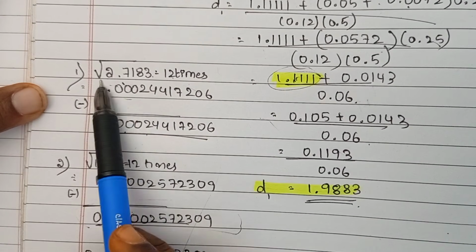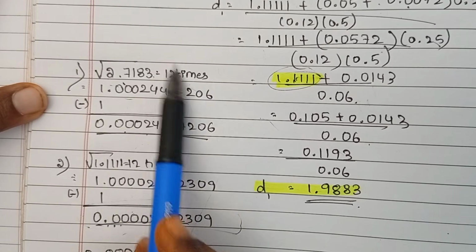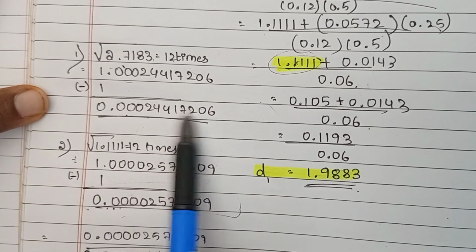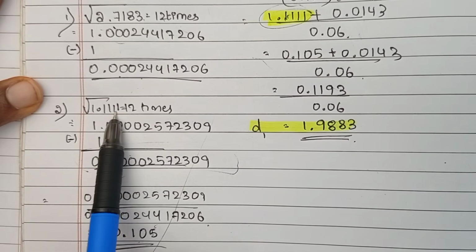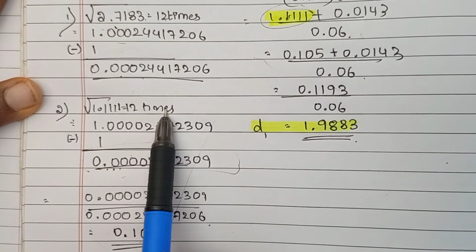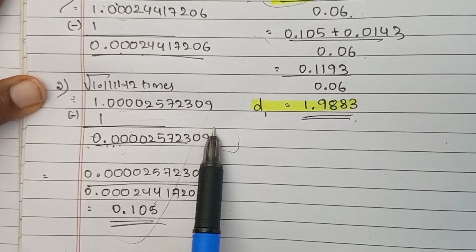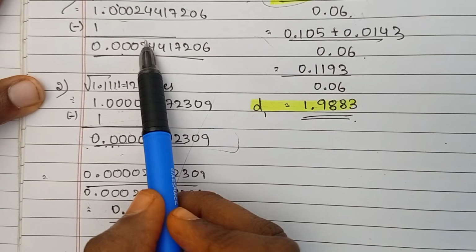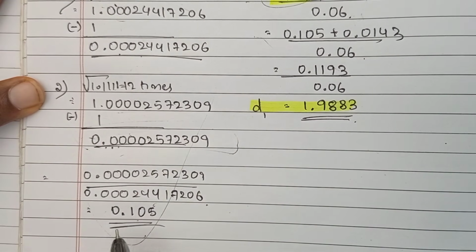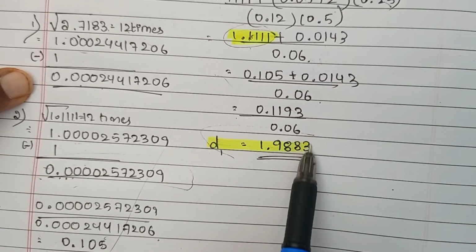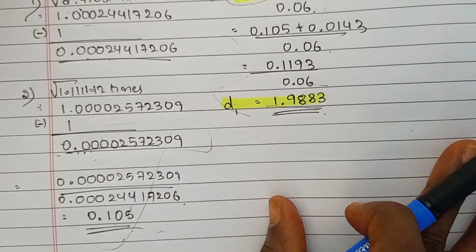ಸೊ ಅದಕ್ಕೆ 2.7183ನ ಸ್ಕ್ವಯರ್ ರೂಟ್ ಮಾಡ್ಕೋಬೇಕು 12 times. ಇಫ್ ಐ ಡೂ ಐ ವಿಲ್ ಗೆಟ್ ದಿಸ್ ವ್ಯಾಲ್ಯೂ. ಫ್ರಮ್ ದಟ್ ಯು ಹ್ಯಾವ್ ಟು ಡಿಡಕ್ಟ್ 1 and then you will get this value, and for this also you have to do 12 times of square root and you will get this value. From that you have to deduct the 1, you will get this value, and from this value you have to divide this value, and if you do that you will get 0.105. I have to apply and then simplify. Finally you will be getting an answer of D1. Okay, so this is step 1.